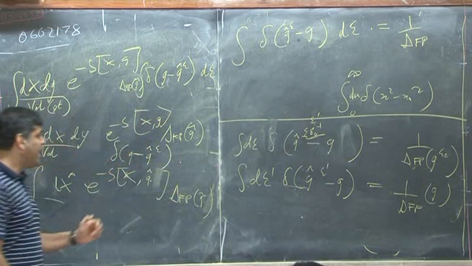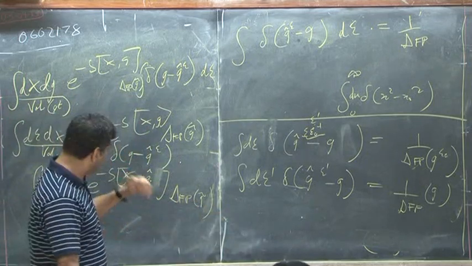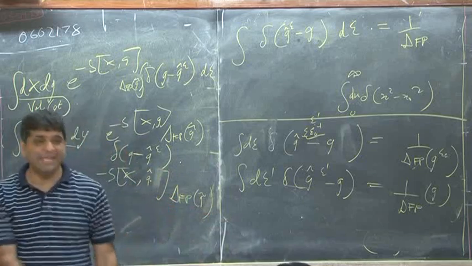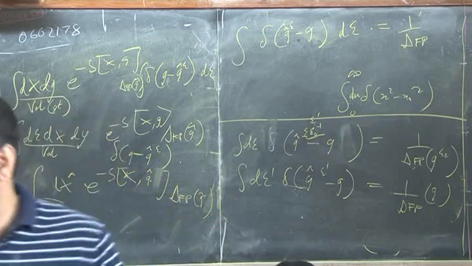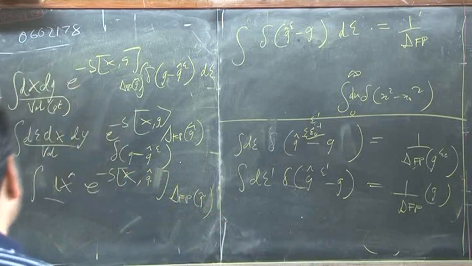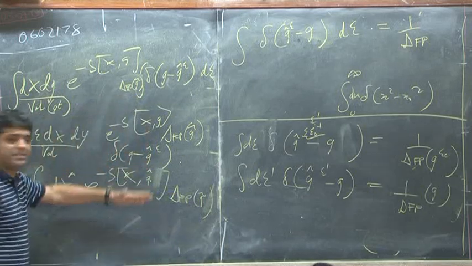Okay. So now this is great, but we've got this funny object, this delta FP of G hat. And we have to understand what this delta FP of G hat is. So, in order to understand what this delta FP of G hat is, any questions or comments about this?